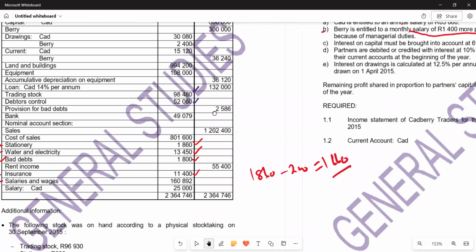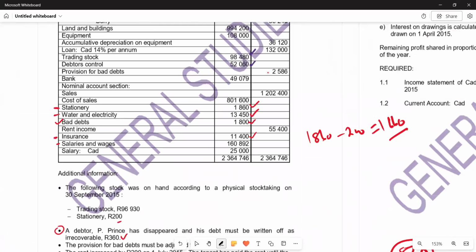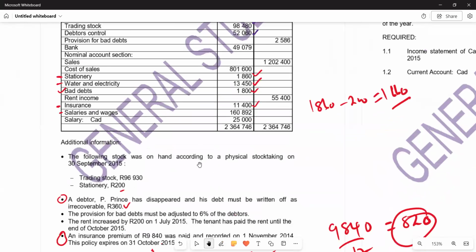So after salaries and wages, we have got the one that is being said as salary for CAD. This one is CAD. Remember, for CAD it is supposed to be adjusted in the appropriation. So for now, we can leave it. Then this is what we have. We can as well try to check in terms of other expenses that are not stated in the trial balance, that we can only find in the additional information. Remember, we also have depreciation. We check for depreciation.